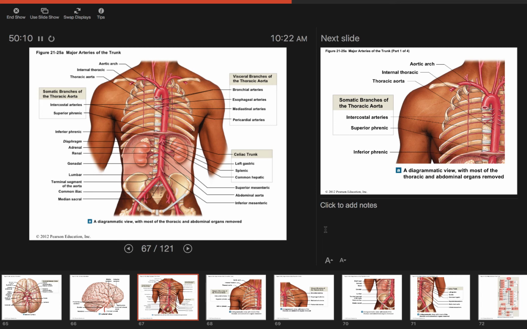Also on the abdominal aorta, we have the renal arteries, right? So here's the renal artery. There are the kidneys, and another name for kidney is renal. So we have the right renal artery and the left renal artery. And then when we get down to the pelvic cavity, the abdominal aorta divides into the common iliac arteries. So we have the right common iliac and the left common iliac.